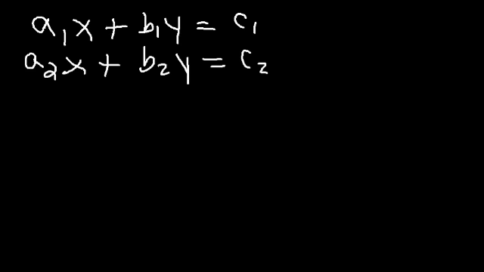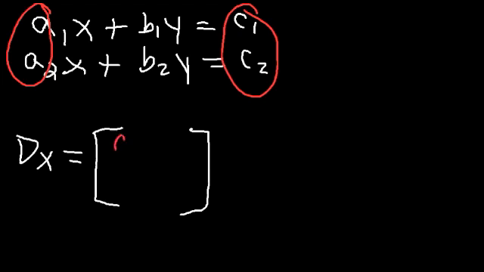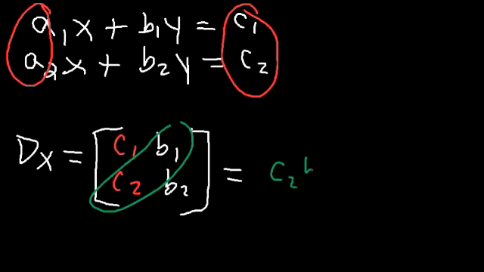Now to get dx, replace the coefficients of x with c1 and c2. So it's going to be c1, c2, and then b1, b2, which is equal to c1 b2 minus... c1, c2, b1, b2, which is c2, b1 minus b2, c1. That's how you calculate dx.